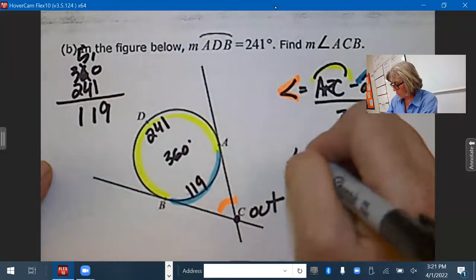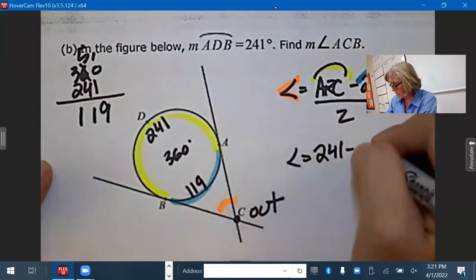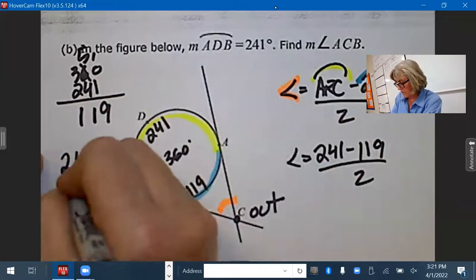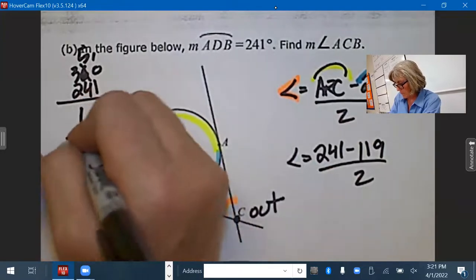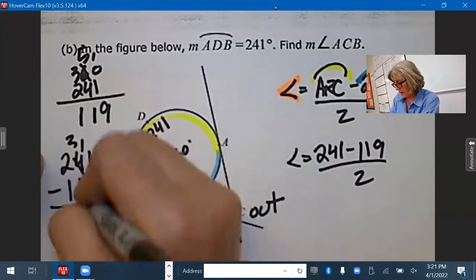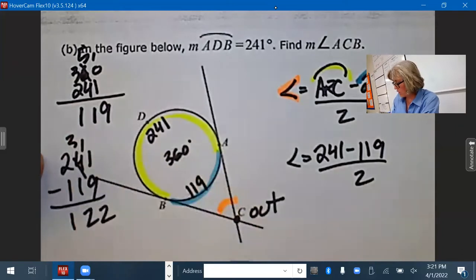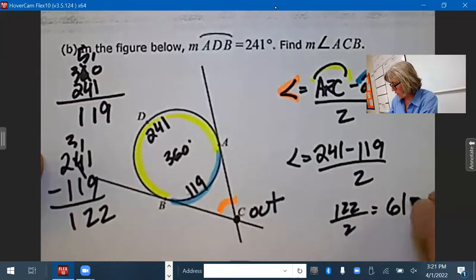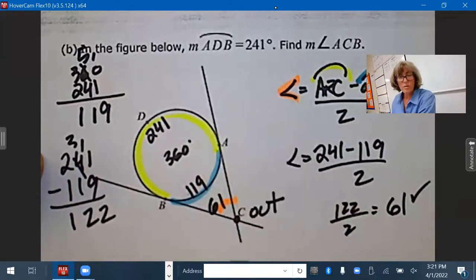And here, so angle equals big arc 241 minus little arc 119, over 2. Get 122. Divided by 2, and we get 61 degrees.